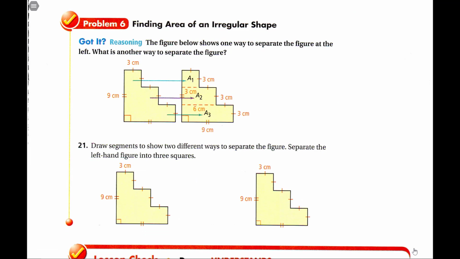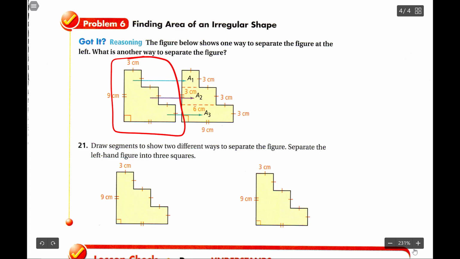So we have this figure below. It looks like a staircase. And it shows one way to separate the figure that's drawn over here at the left. And down here at the bottom, we want to think of how can we separate this figure into other shapes or something that's manageable where we can compute areas. Because if we were simply asked to find the area of this figure as it's given without breaking it up into some different shapes, it'd be very difficult to figure that out.